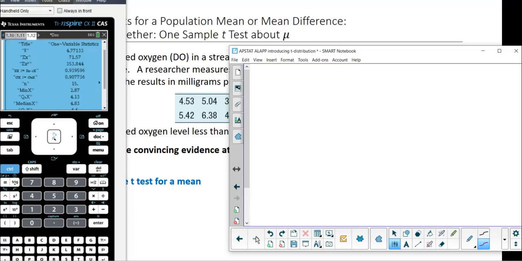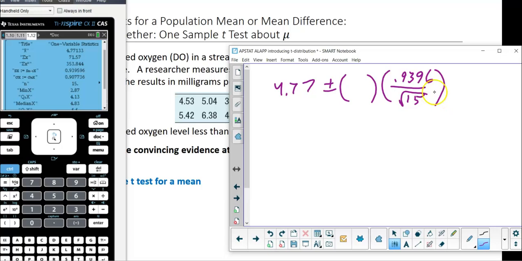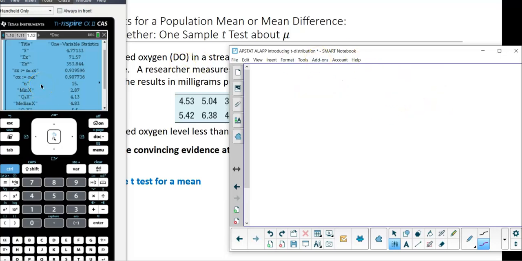So for example, for this one, we could put 4.77. That's our x bar, plus or minus the t critical value. So really, let me just write the next part. So t critical value times the fraction, Sx according to that is 0.9396, over square root of 15, I believe. And so we go back to the calculator and figure out the, oops.